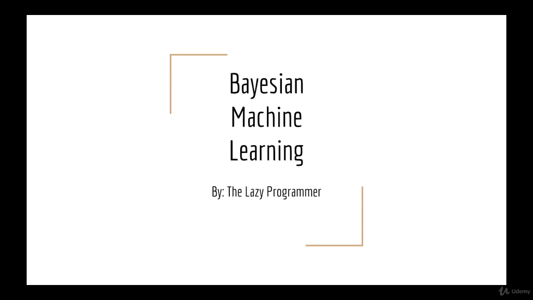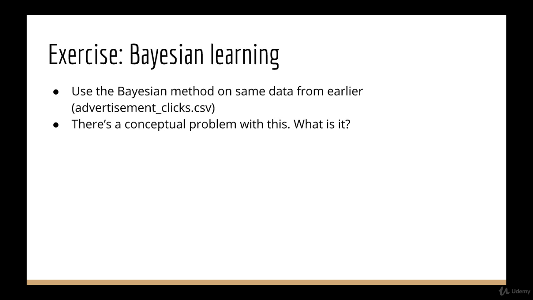Hey everyone, and welcome back to this class, Bayesian Machine Learning in Python. In this lecture, we're going to practice the Bayesian bandit method on the same click-through rate data we used earlier. Now right away you should recognize that there's a problem with this exercise. It's mostly conceptual. Let's see if you can figure it out. I'll give you a second to think about it, or you can pause this video and come back later.